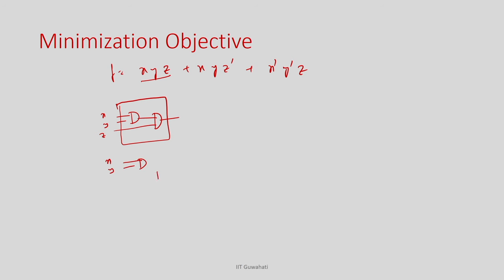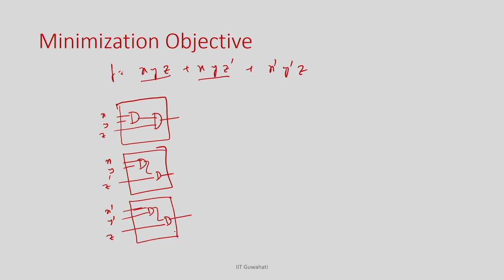Similarly I will do X, Y and Z bar, and so this I have implemented here, and similarly I'll implement X bar Y bar and this is Z, right? So we usually take X or X bar for any variable. This is called literals, right? You can assume those are the inputs.